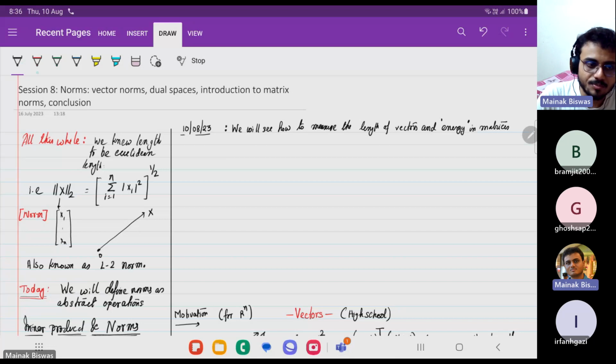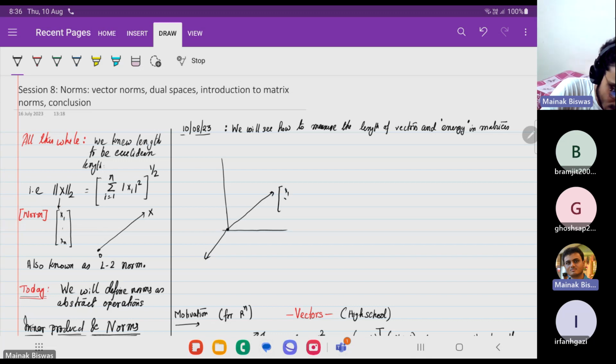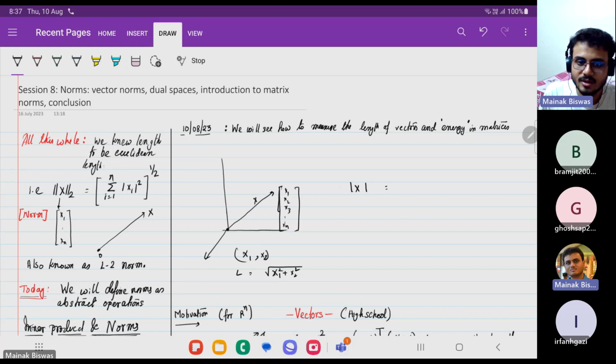So in school, what have you all this while studied a vector's length to be? Say you have a vector x1, x2, x3, dot dot dot xn. What would be the length of the vector, mod x? We all know for 2D or 3D, if it is x1 comma x2, the length is the root of x1 square plus x2 square, right? Isn't it?